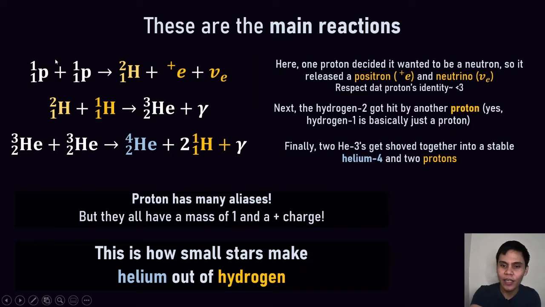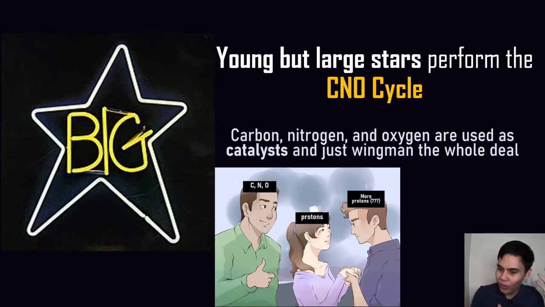We can see here, it's 2 protons slapped together to make hydrogen. Hydrogen gets slapped with another proton, and that's why it's a proton-proton chain reaction. And we get those protons back when we have the stable helium at the end. So those are for young average-sized stars, but for young large stars, we have a different process called the CNO cycle. This stands for carbon, nitrogen, and oxygen cycle.